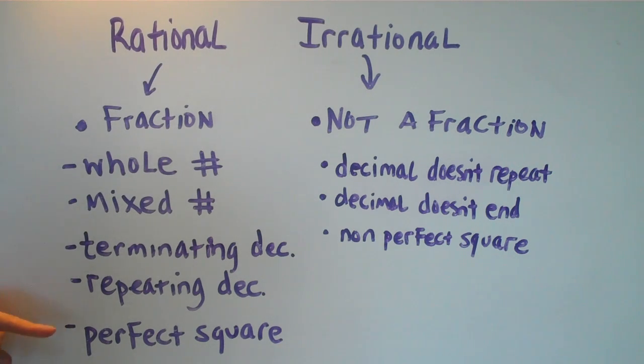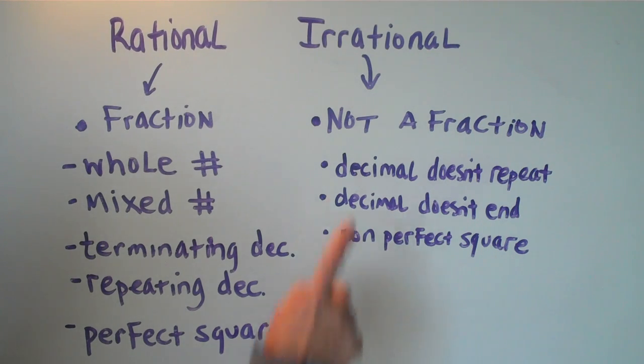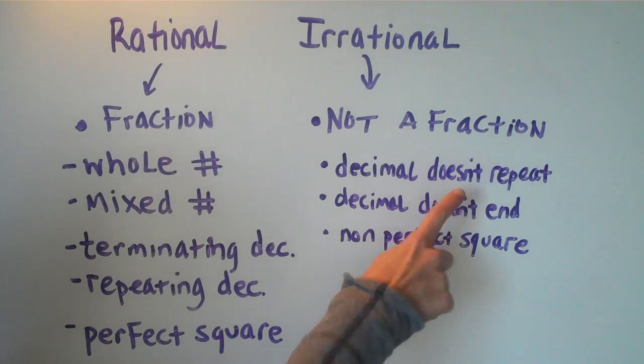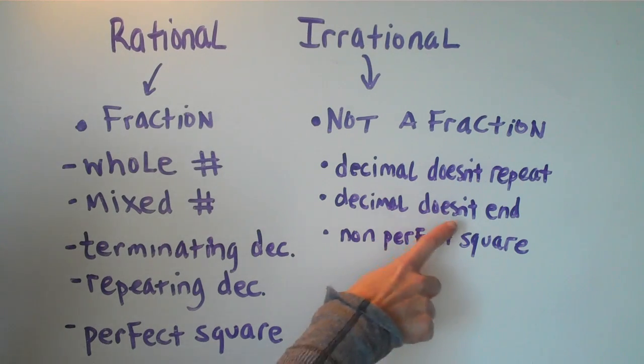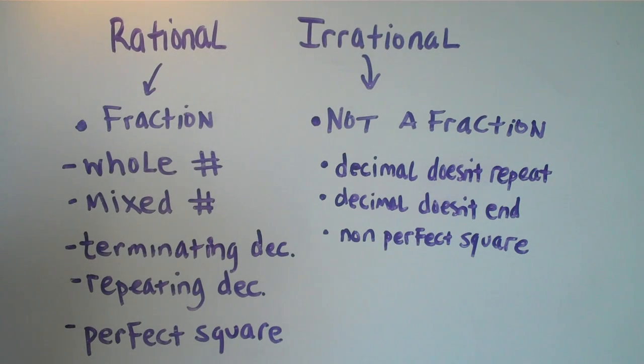A perfect square, like the square root of 25 would be 5. That's a perfect square, the square root of 25. 25 is a perfect square, so that can be made a fraction, that is rational. What is not rational is anything that can't be made into a fraction. A decimal that does not repeat, a decimal that does not end, or a non-perfect square. These are all irrational numbers. The most important thing being you can't make it a fraction, okay?